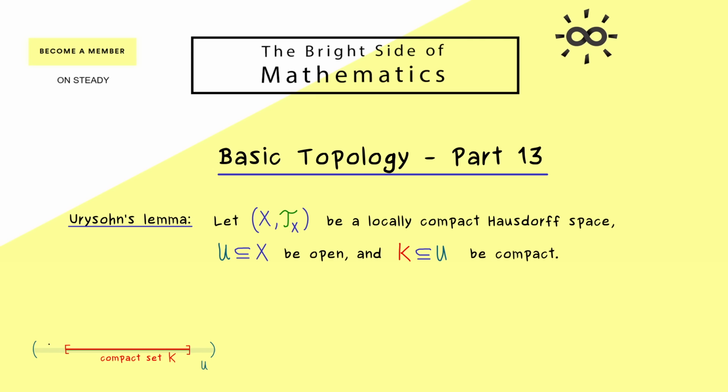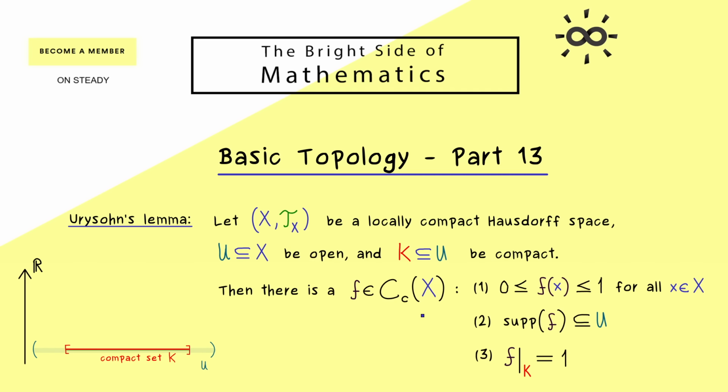And then we want to define a continuous function f on X. This means we have a mapping from the abstract topological space X into the real number line. More precisely, we only want to have values between 0 and 1, where the non-vanishing values lie completely in a compact set inside U. And in addition, on the compact set K, we only want to have the value 1.